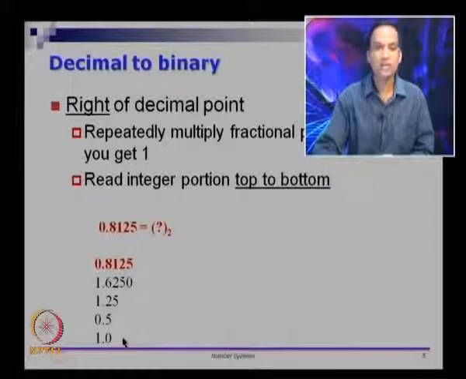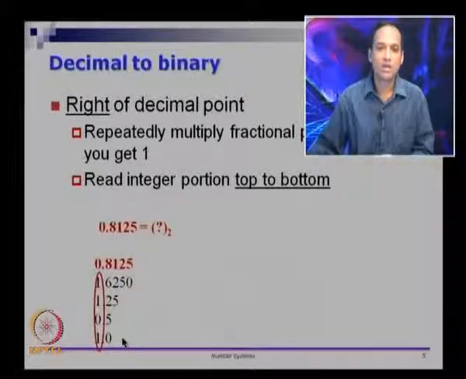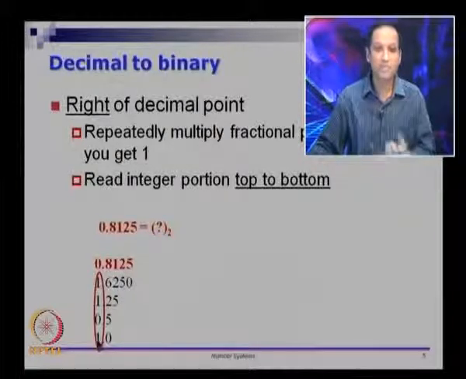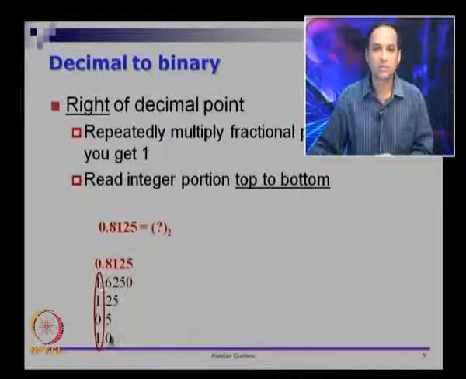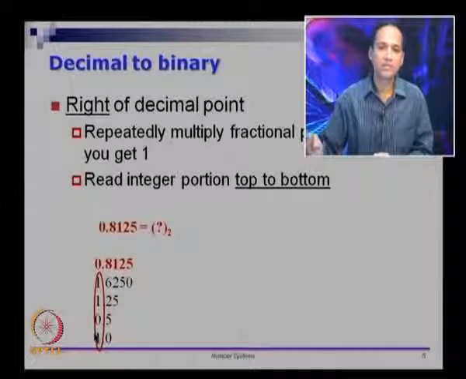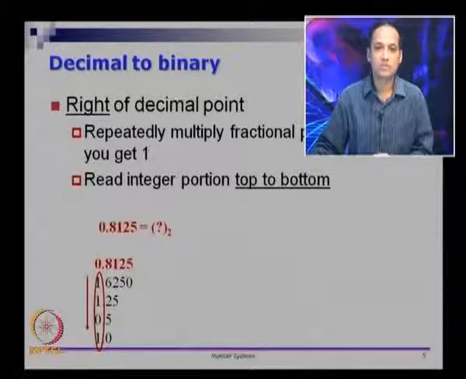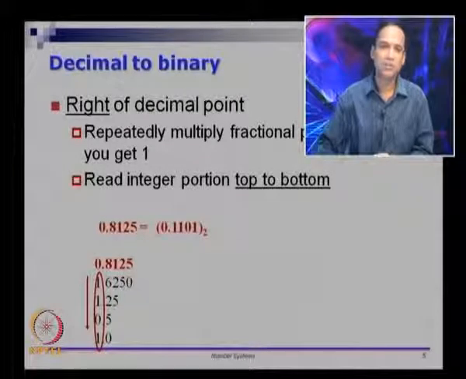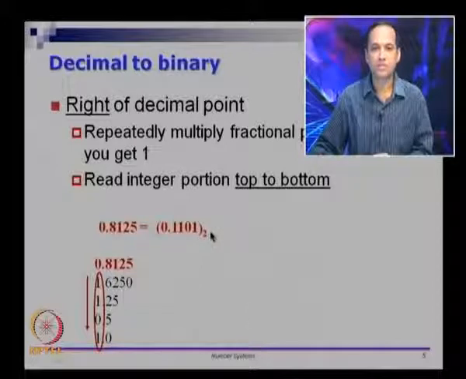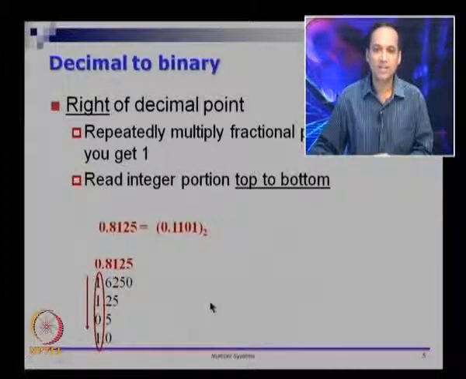At this point what we do is we go and note down all the things that we got to the left side of the decimal point. One after the other we were keeping these aside, you keep these and read it from top to bottom. So you write that down, 0.8125 is 0.1101 base 2. So you can verify that quickly.